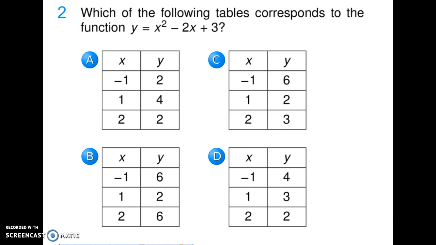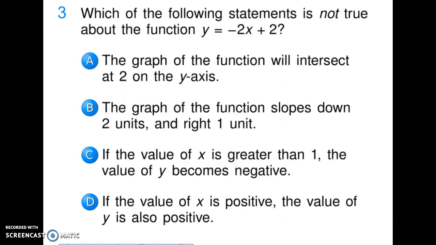Okay, let's move to the third problem that you did this week. This problem says, which of the following statements is not true about the function y equals negative 2x plus 2? Questions like this can be tricky because you're looking for things that are not true, and so sometimes it's easy to get tricked up on these. So let's take a look answer by answer, and see which one will work and which one will not. A says the graph of the function will intersect at 2 on the y-axis.